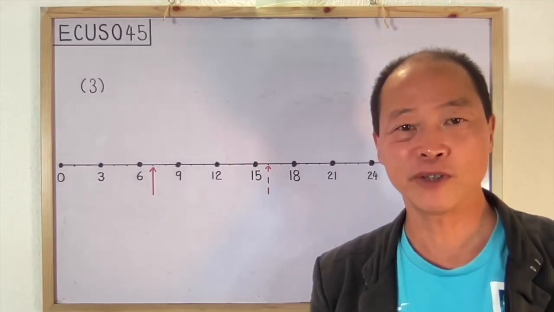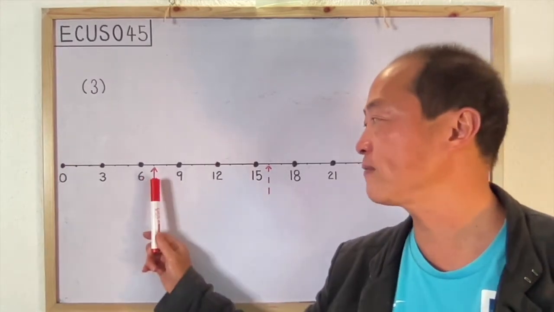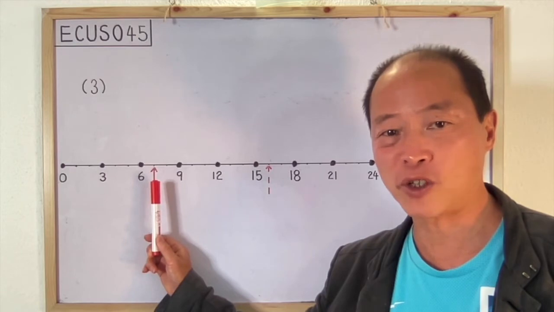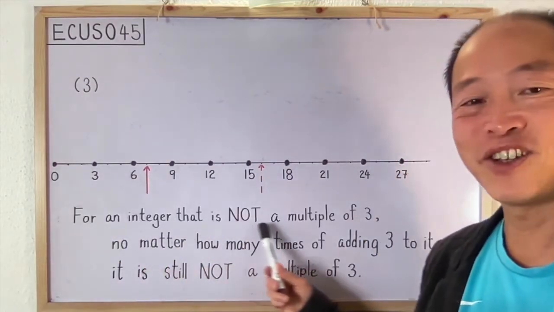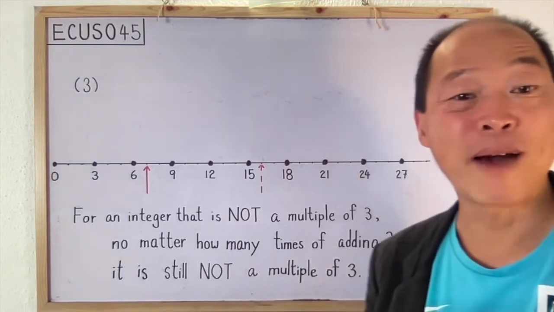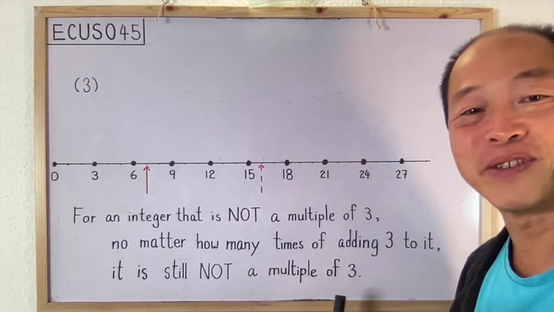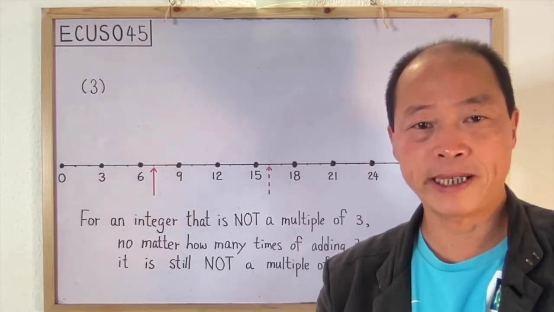It is not difficult to observe that no matter how many times of adding 3 to 7, the red arrow will always be 1 unit on the right of a solid dot. Generally, for an integer that is not a multiple of 3, no matter how many times of adding 3 to it, it is still not a multiple of 3. Let's go back to the second part of the role play.